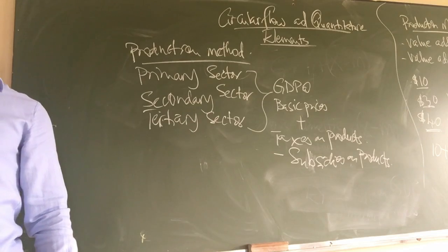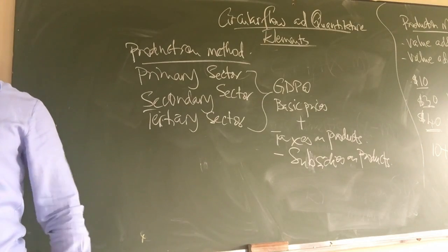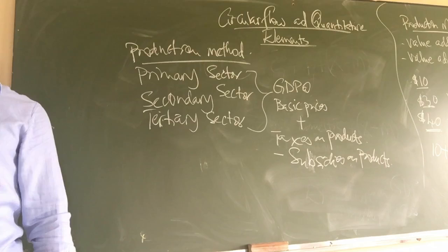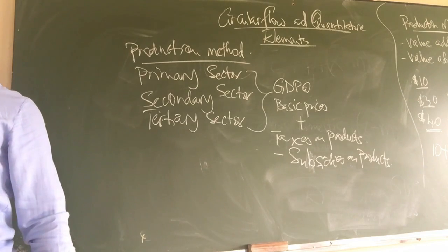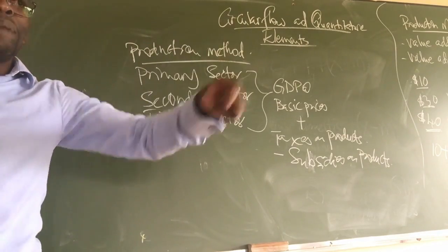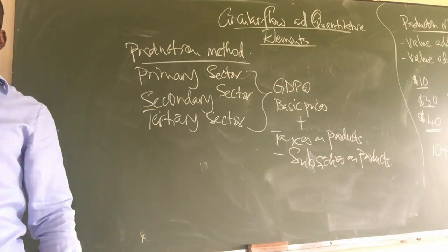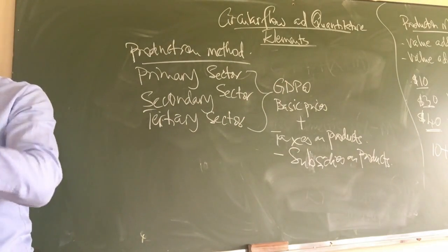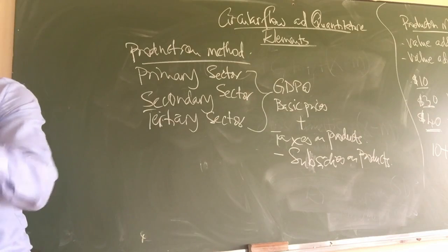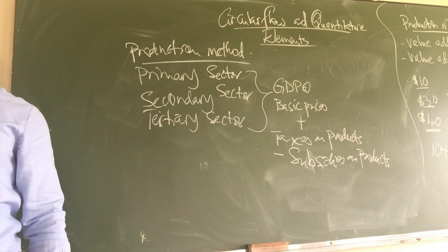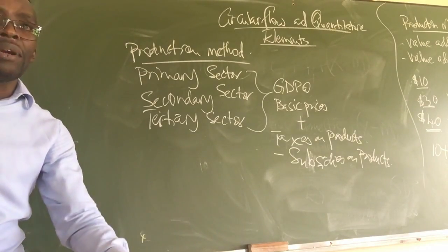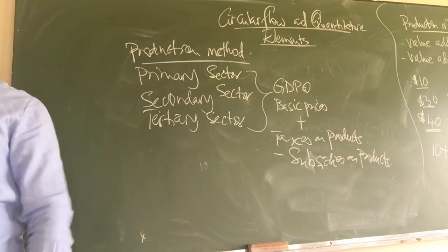Are we together? If the government says brown bread is healthier, so we are going to subsidize brown bread. So what it would mean is you are going to buy the bread cheaper on the market as a way of trying to encourage you to buy more of that bread. Are we together there? So subsidies on products are being subtracted because they make the products cheaper on the market. And taxes on products are being added because they make the products more expensive on the market.